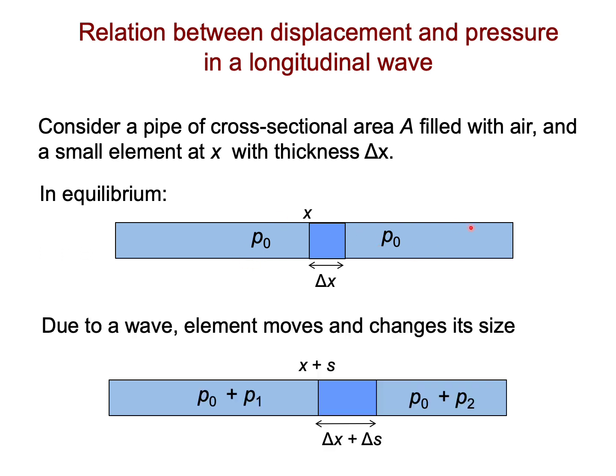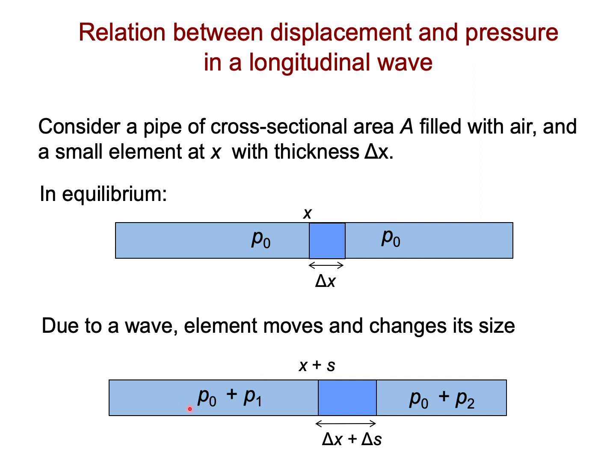But due to a wave, this element is going to move, and it's going to change its size. So it's going to move from x to x plus s, where s is the displacement, and its size is going to change to delta x, its initial size, plus delta s. And on either side of it, it's going to see different pressures.